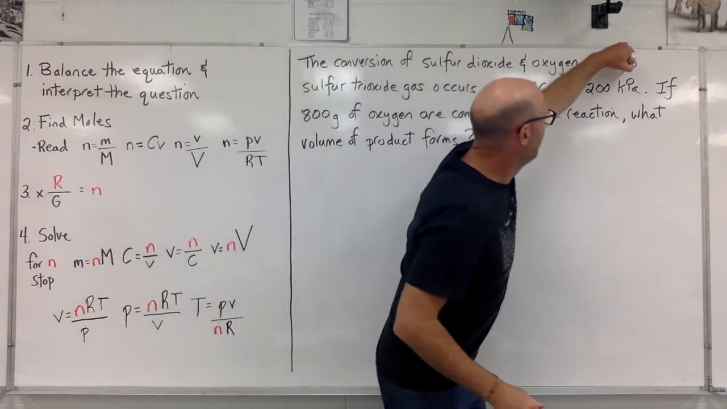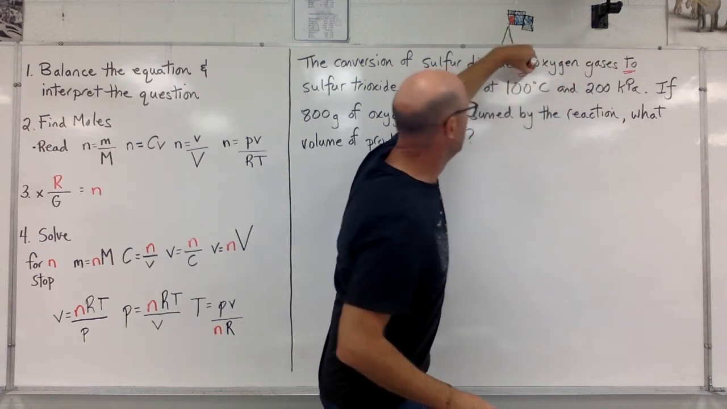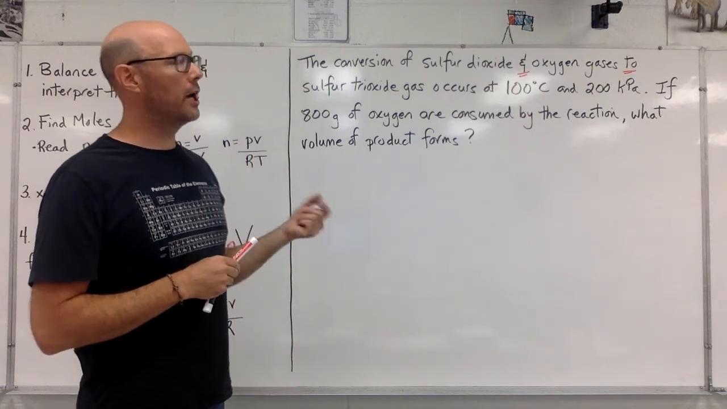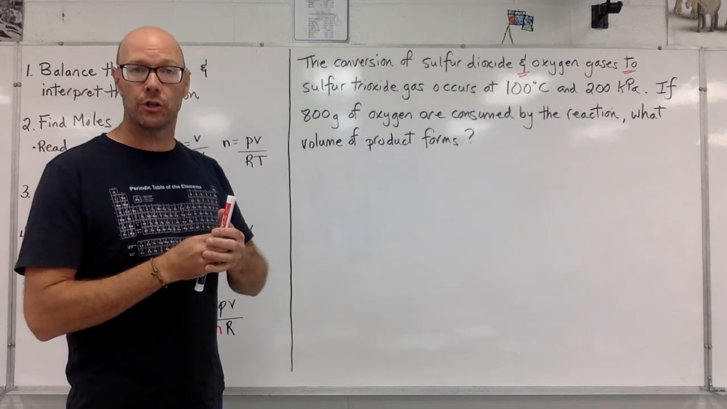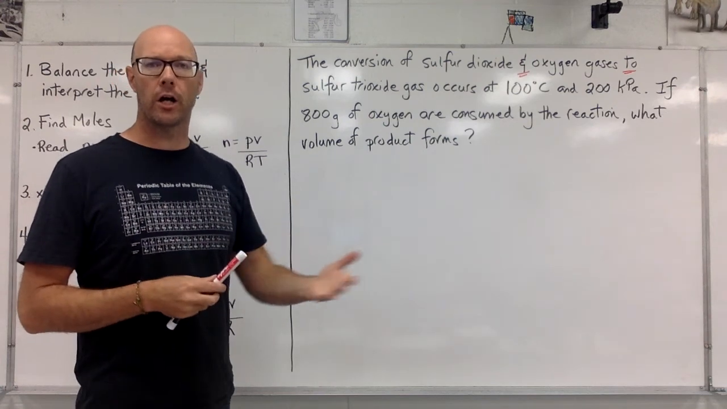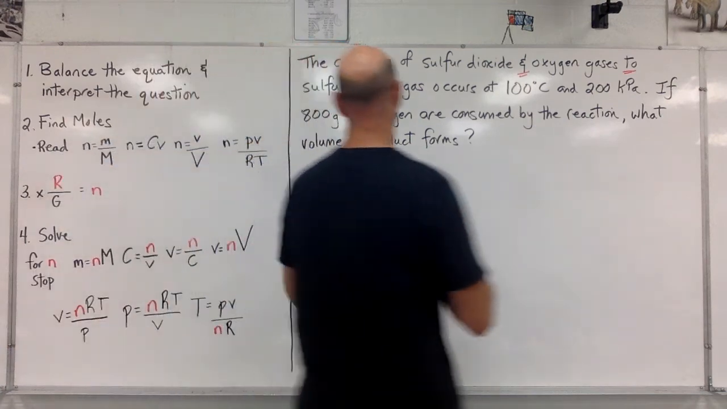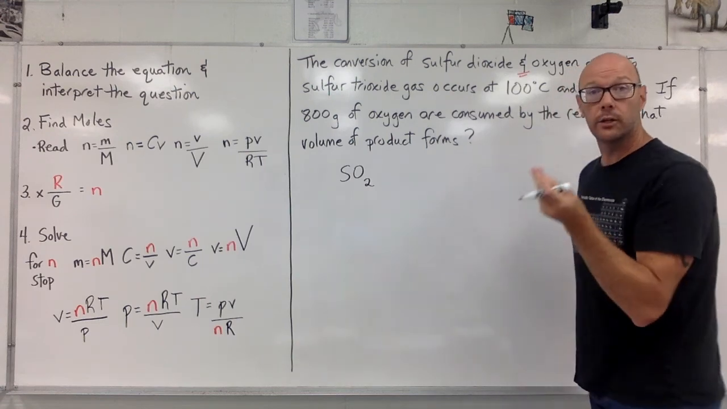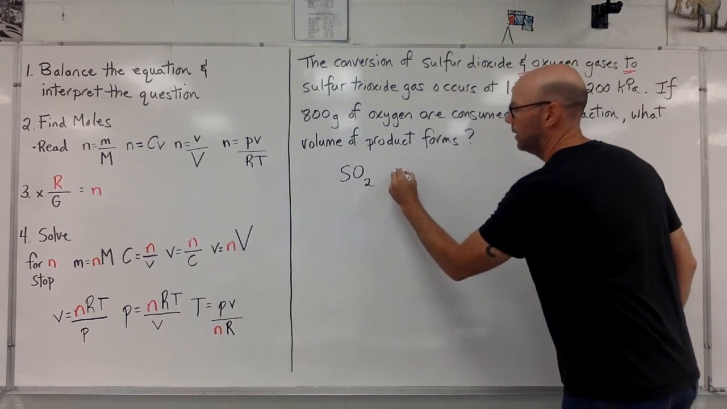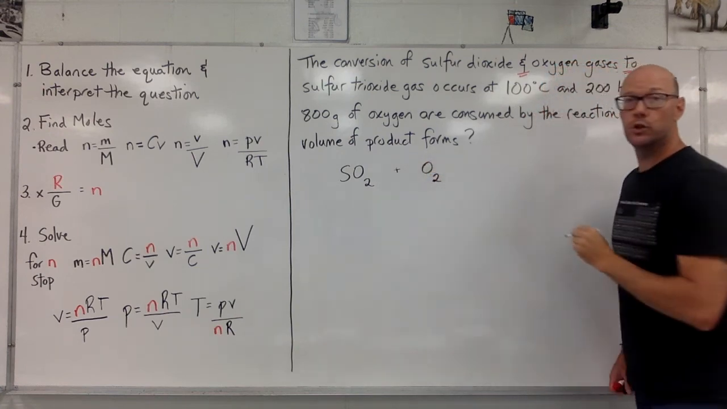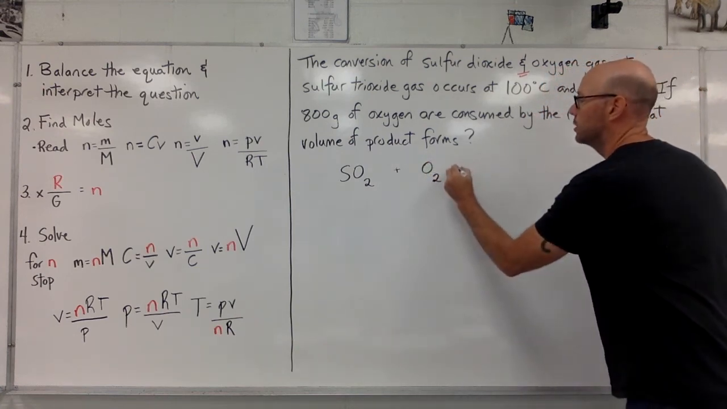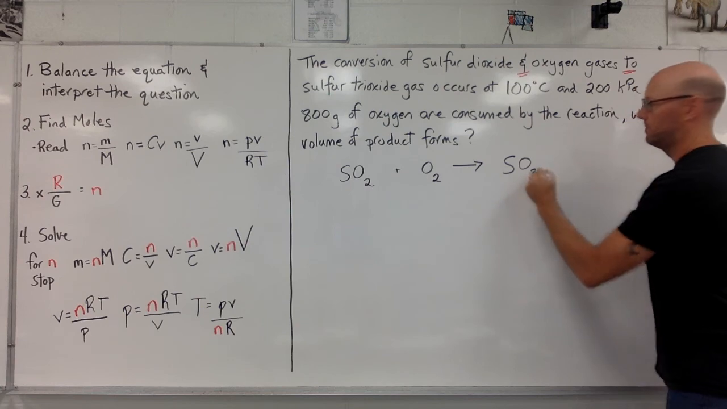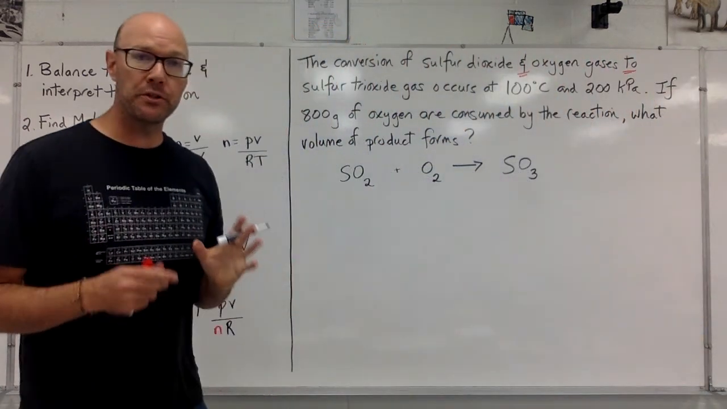Here, the key words are "and" and "to." We're going to convert sulfur dioxide and oxygen. Sulfur dioxide and oxygen are going to get converted to sulfur trioxide. Let's get that down. Sulfur dioxide, SO2, the molecular compound with the prefix in there, and oxygen, O2. Oxygen gas is diatomic. It's going to produce sulfur trioxide, SO3.